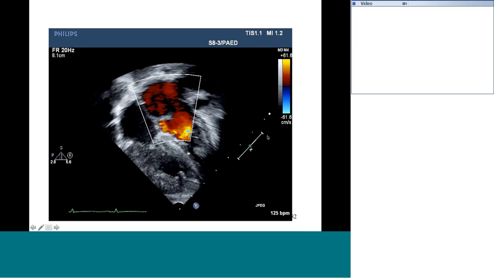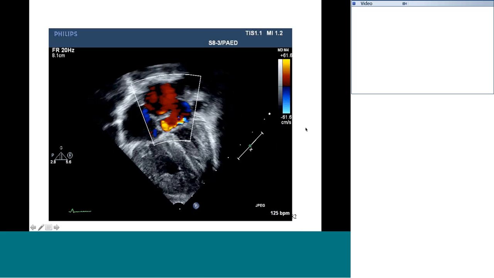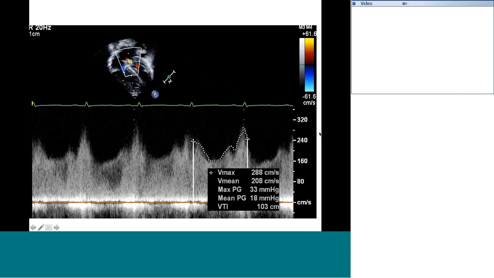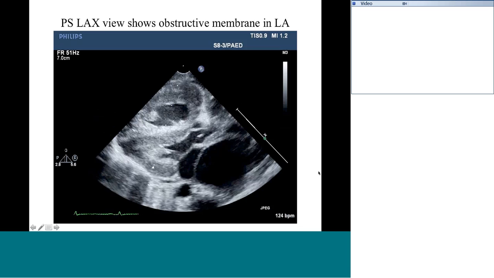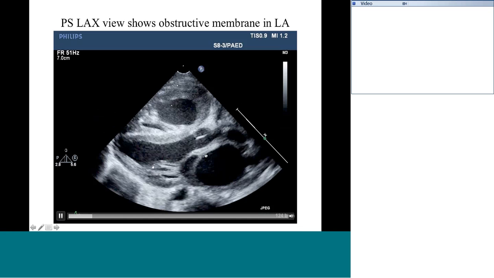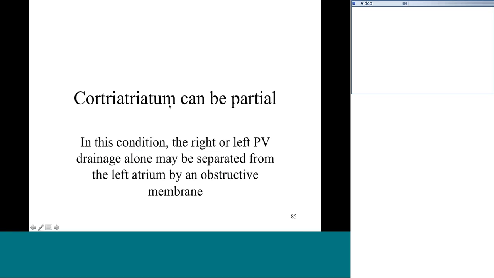So this is the echocardiogram with Doppler showing the obstruction. There is only a very small orifice. So this causes severe pulmonary venous obstruction, and the venous obstruction is as severe as peak of 33 and mean of 80. And this is the parasternal long axis showing the obstruction of the left atrium.